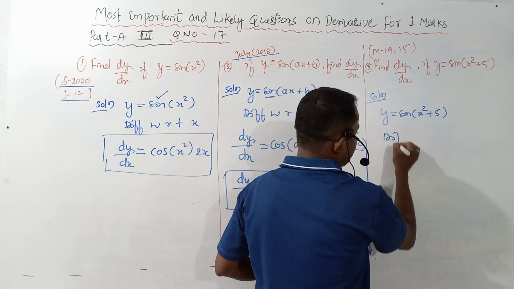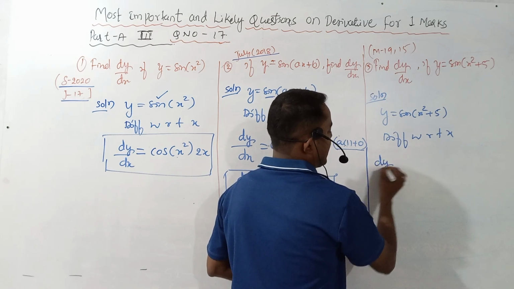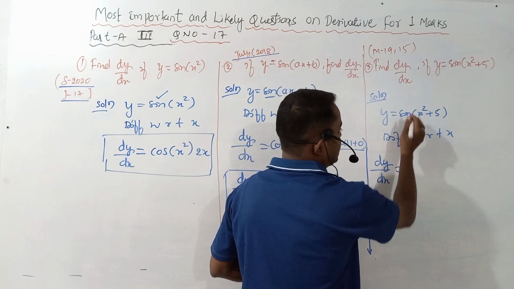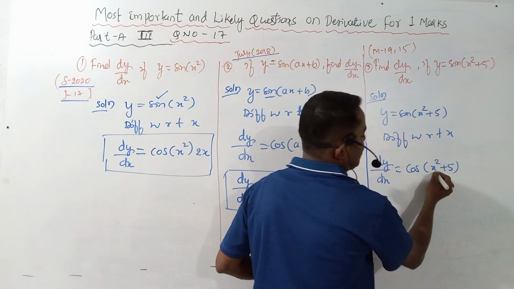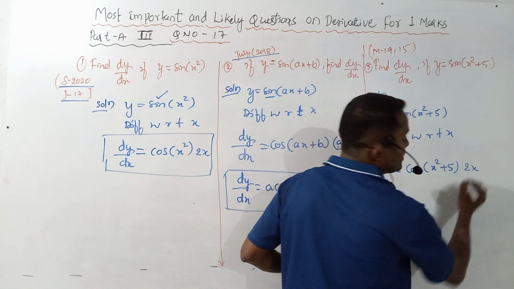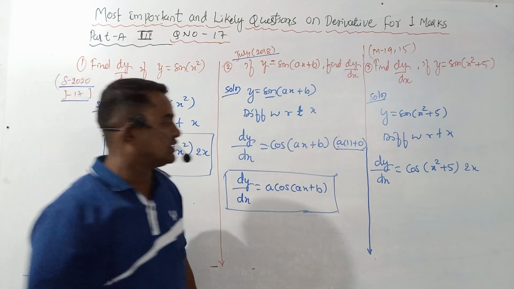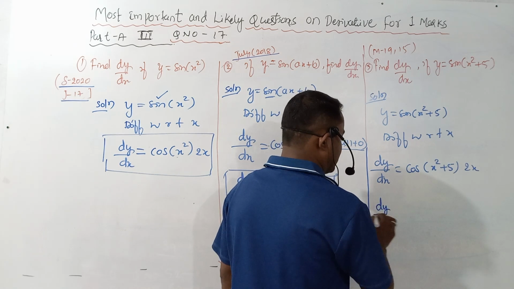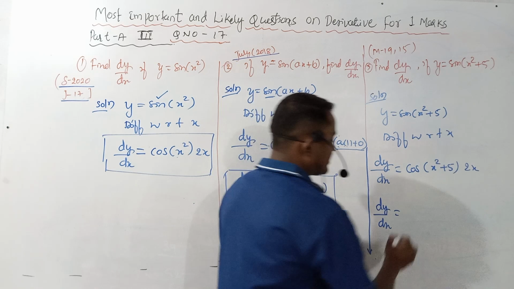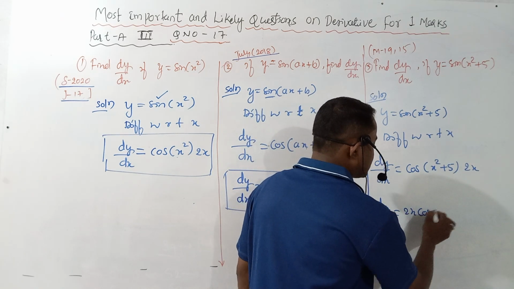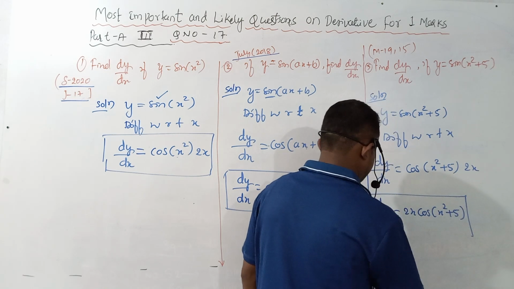Now differentiate with respect to x. Derivative of y is what? dy by dx. Derivative of sine is cos(x square plus 5) as it is. Derivative of x square is 2x, plus derivative of 5 is 0. 2x plus 0 is 2x. Then dy by dx is equal to 2x cos(x square plus 5); write 2x at the front, or else you can keep it as it is. You will get the marks. So this is your final answer.